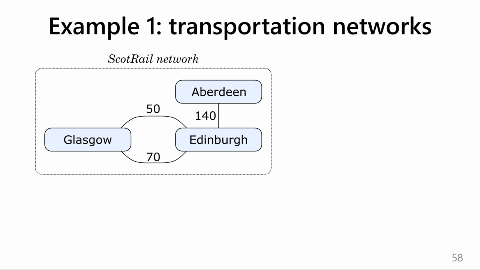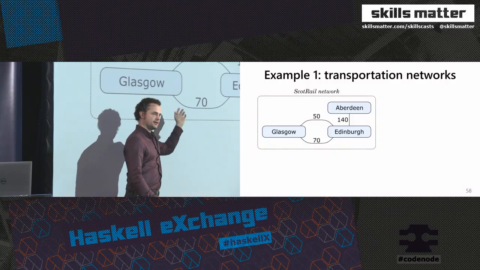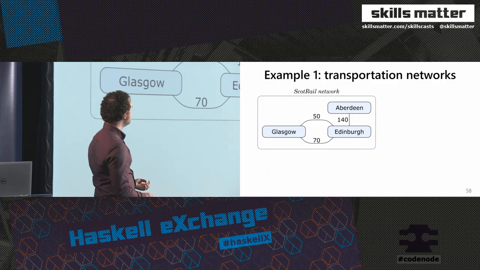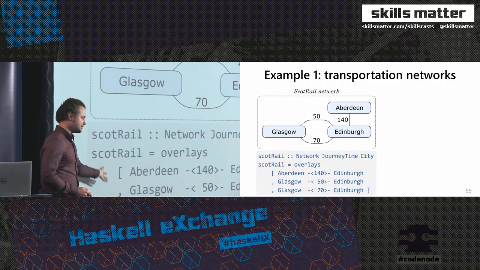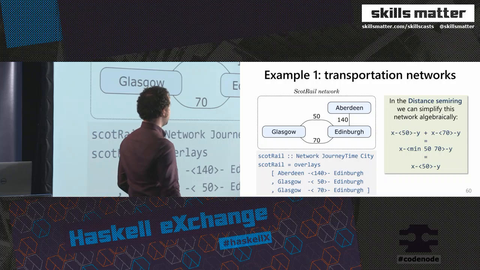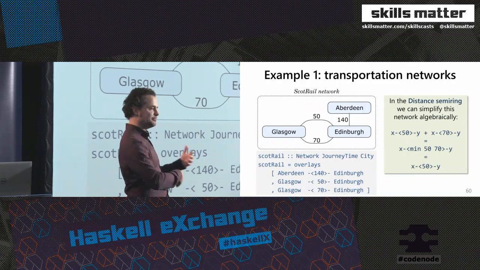This is a different network. This is a ScotRail network that connects Edinburgh, Glasgow, and Aberdeen. In this case, we have an interesting situation where there are two different paths you can take, and they take different time. And we can still express it in our small language. What we can also do is algebraically prove that this can be simplified, right?